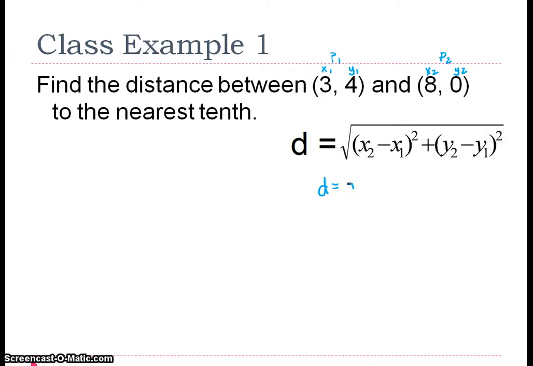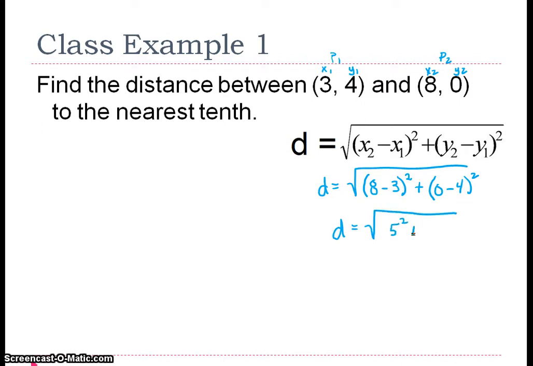So I'm going to have d is equal to the square root of x2 minus x1. Well, x2 is 8 and x1 is 3. So I have 8 minus 3 squared plus y2 minus y1, that's 0 minus 4 squared. Alright, so now I'm going to keep carrying that down and simplifying it. 8 minus 3 is 5, so that's 5 squared. 0 minus 4 is negative 4 squared. Alright, I'm going to keep carrying it down.